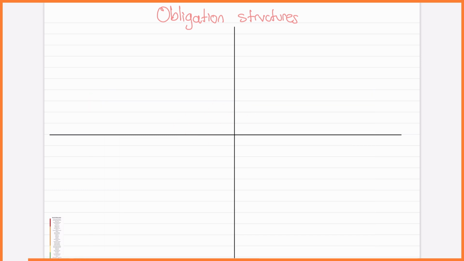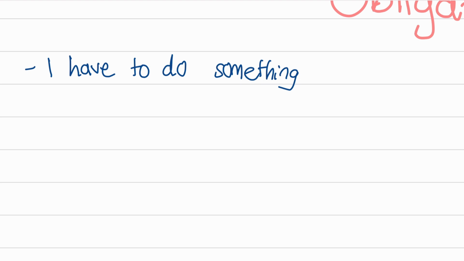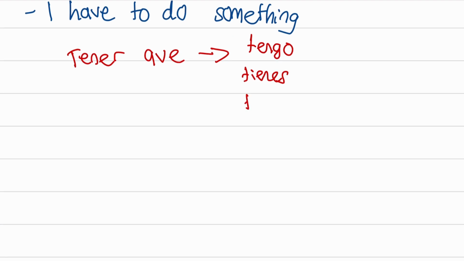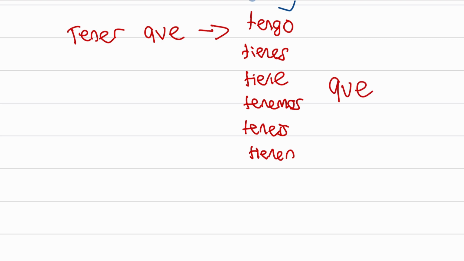Vale, vamos. So the first way we're going to cover is saying I have to do something. Now the structure for this in Spanish is tener, which is to have, tener que. So for example, we have tengo que, tienes que, and so on. So tengo, tienes, present tense conjugations. Tenemos, we have, tenéis, and lastly tienen. And all of this followed by que.